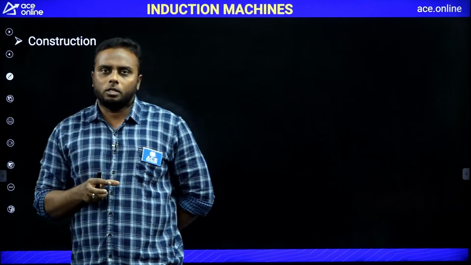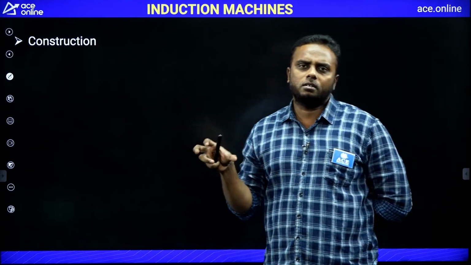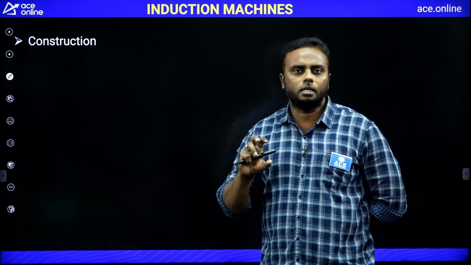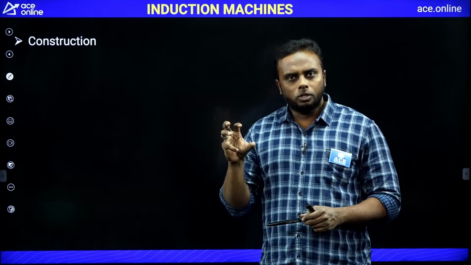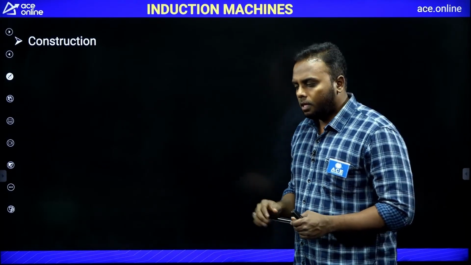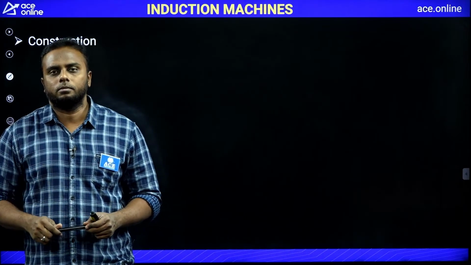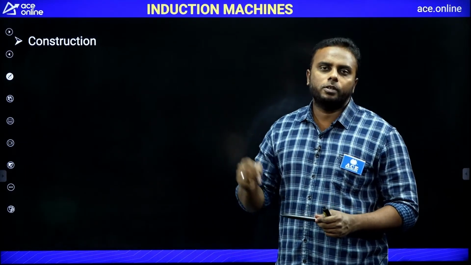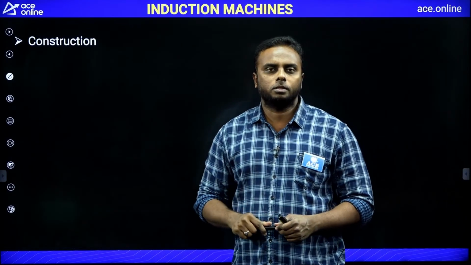How many types of rotors do we have? Two types again: squirrel cage and slip ring. The stator is common for both types of rotors. And what is the stator winding we use? A three-phase distributed and short pitch winding we use in the stator, and the three phases are always preferred to be connected in delta connection. So they are delta connected. Whenever we give three-phase supply to it, an RMF, rotating magnetic field, will develop, which rotates at synchronous speed.